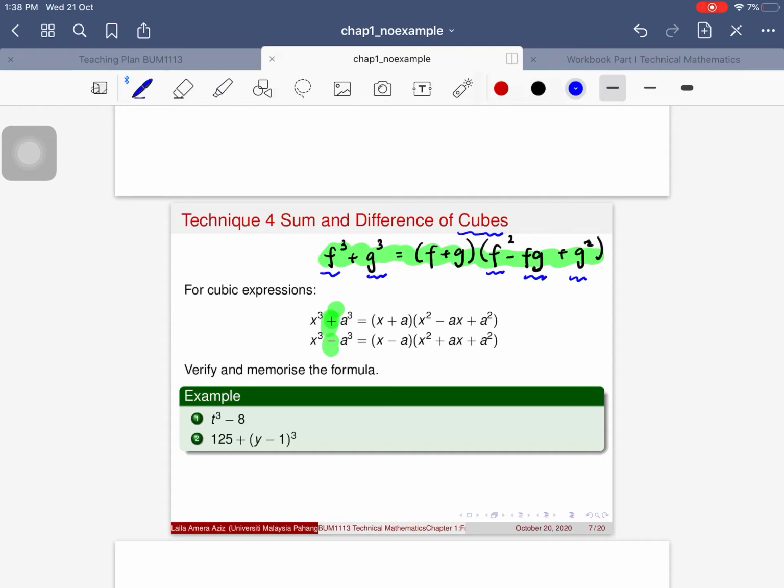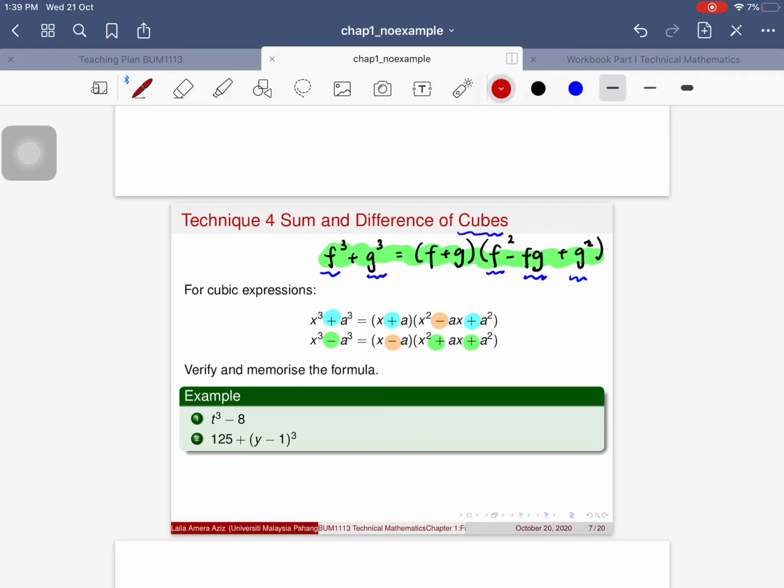If I'm not mistaken, this formula is actually not given, but you have to know this. So I have a way to memorize it. The first thing that I notice is that whether it is a plus or a minus, there is only one minus, and the other two are plus. So when it is x plus a, it starts with a plus, then you have minus in the middle, and the last one is a plus. And when you have a minus in between them, the first is minus, and then it's plus plus.